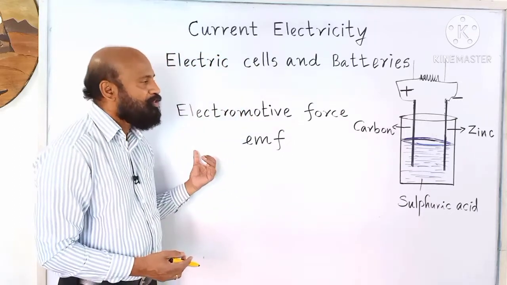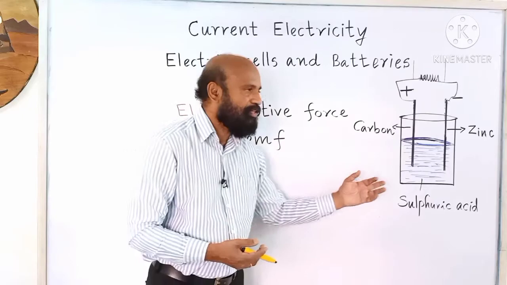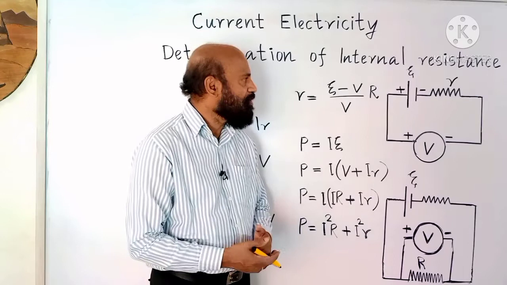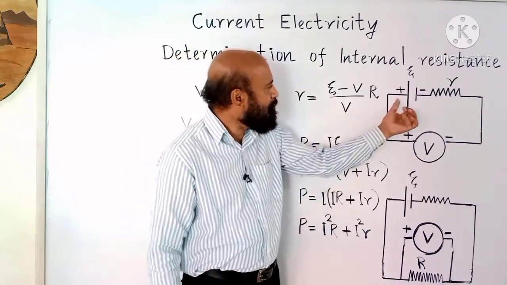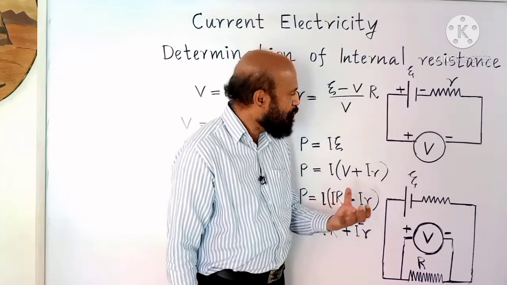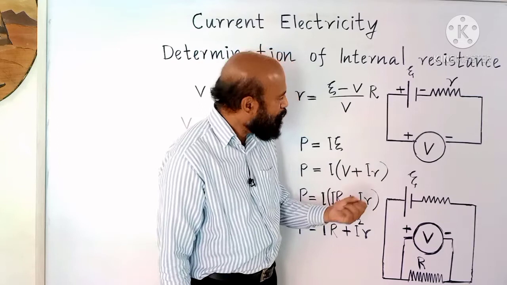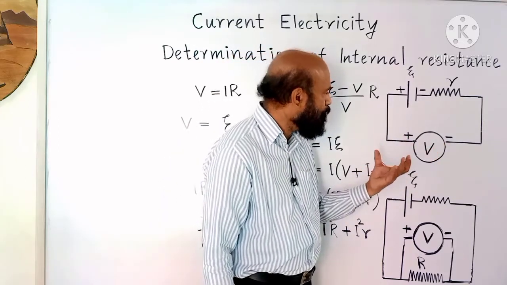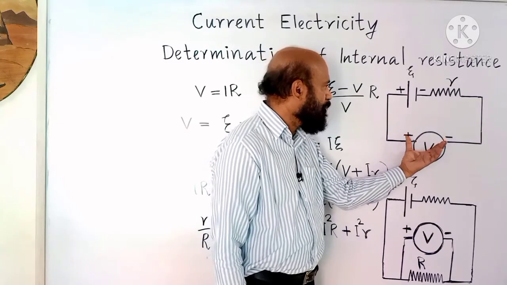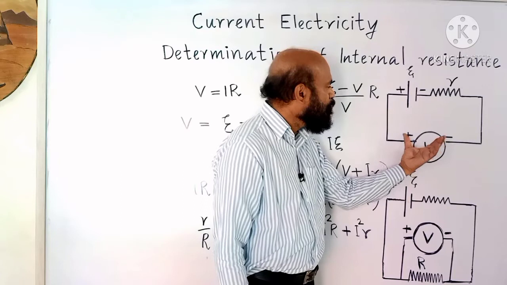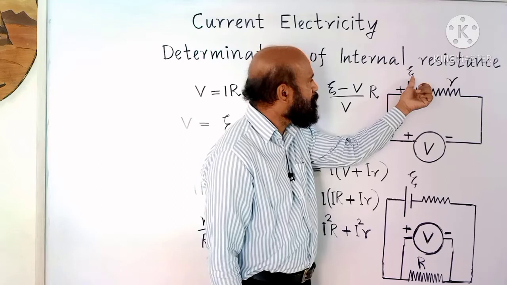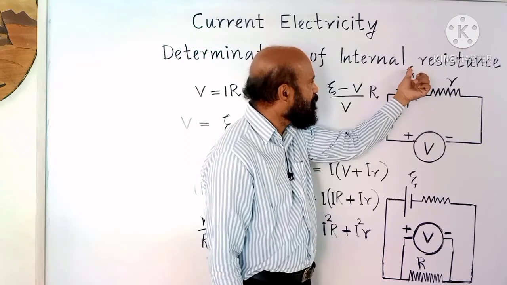Now let us see how to determine the internal resistance of a cell. Here a cell is connected directly to a voltmeter. A voltmeter is a device with a very high resistance, so it draws a very small current for the deflection. So it can be considered as an open circuit. At that time, the voltmeter will show the EMF of the cell. It is denoted by this Greek letter psi.